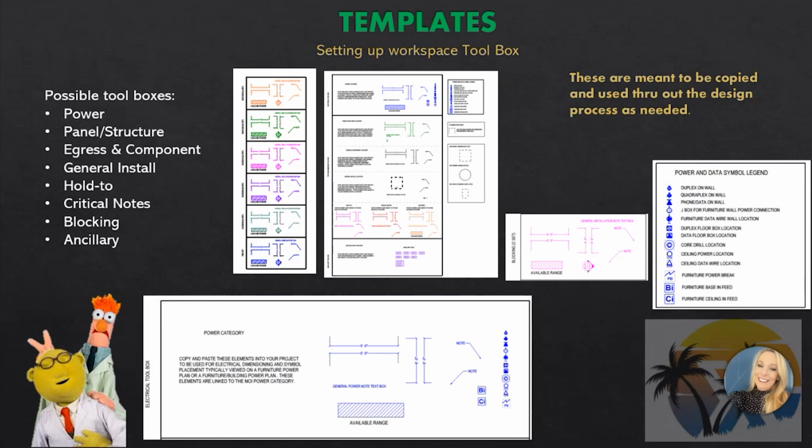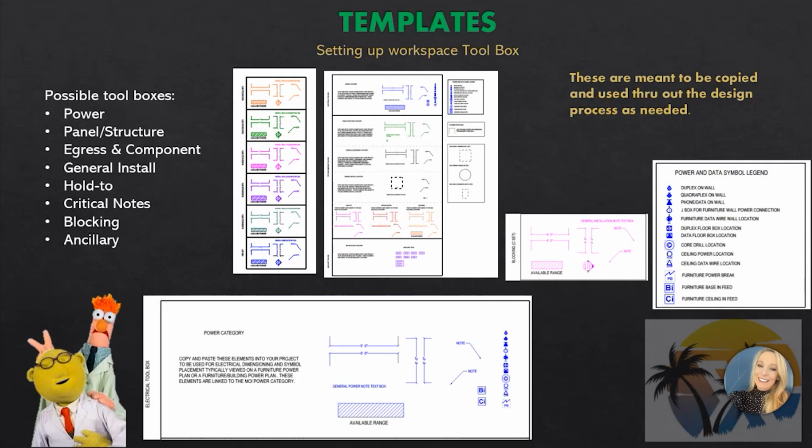Just a kind of an example of what ours looks like. There are multiple things, and maybe you'll see something here that you like, maybe see something from someone else's. Just keep in mind that you do want to have a power legend so that everyone's on the same page when they're looking at it. A couple of toolboxes that we find very helpful, obviously, are power, panel, egress, general install, pull to critical notes, blocking, ancillary. And obviously we have them on different colors so that we can turn those on.